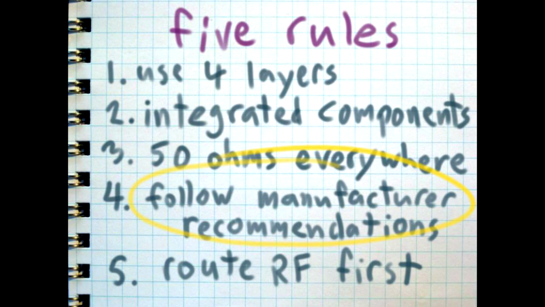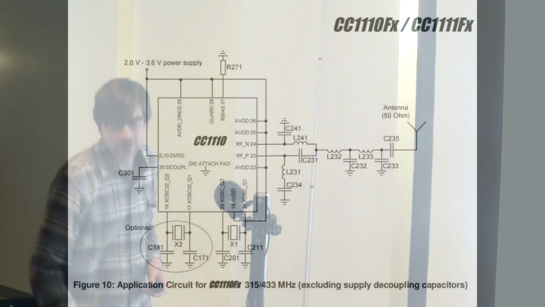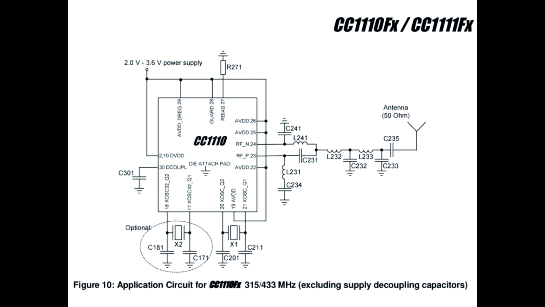Almost any manufacturer of RF components that gives you an input or an output that's not 50 ohms is going to provide the information you need to figure out how to transform that impedance, how to convert it from whatever it is into 50 ohms. So let me give you an example. Here's the application circuit, the first schematic present in the CC1110 data sheet. Now, the CC1110 is a popular wireless transceiver IC.